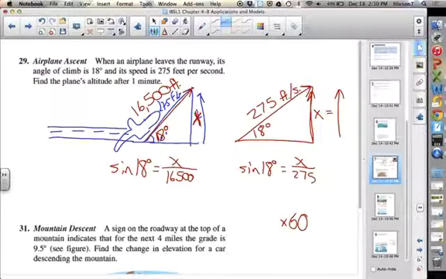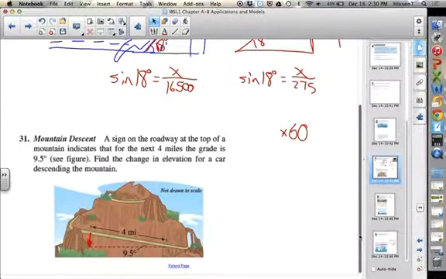So, two different ways. That was a neat observation we made earlier. But let's take a look at the mountain, okay?